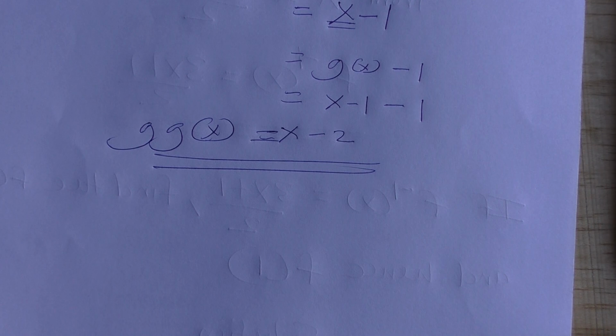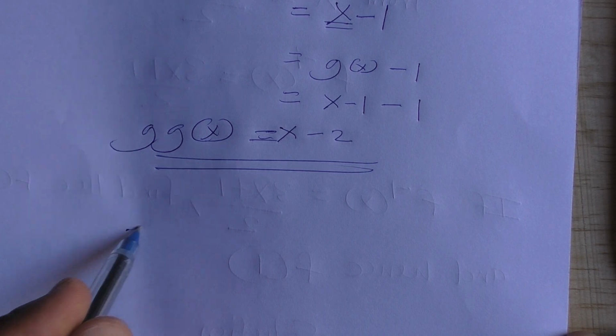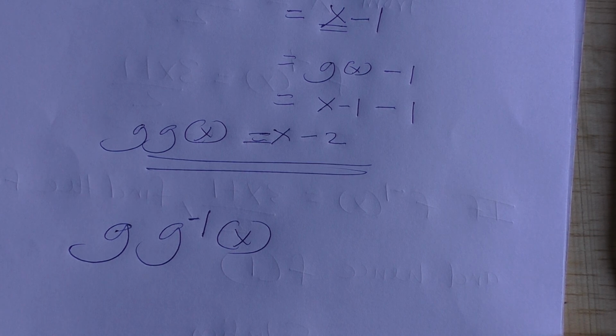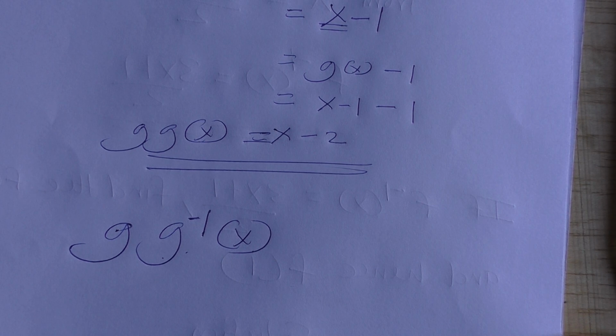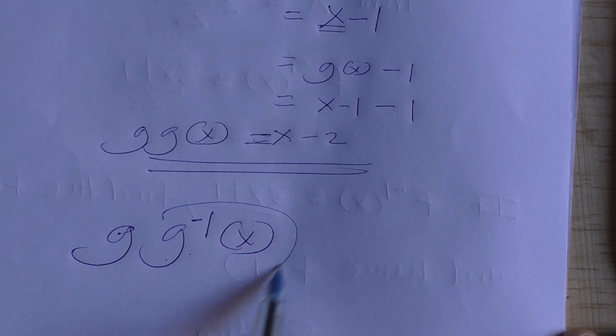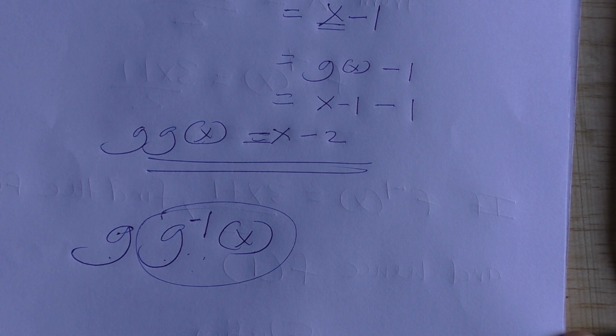Still, they will harden issues and ask for g of g inverse of x. When they ask for this, first get the g inverse. We've just seen how we get the inverse of a function. So first get the inverse of g, and then get the g of the inverse. However, it still remains the same thing of how we get the composite functions.